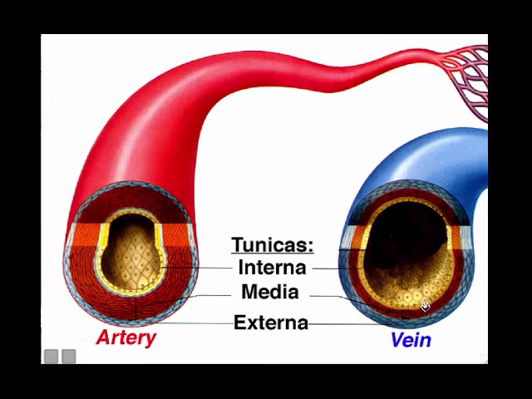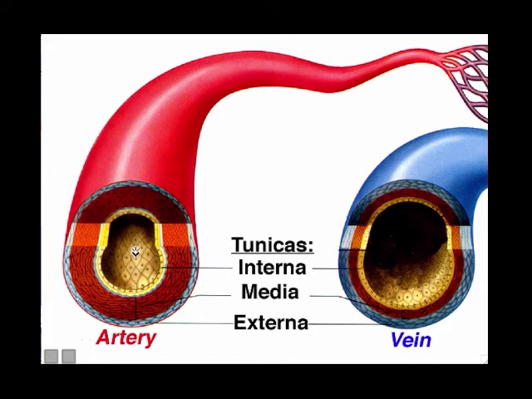I guess they say everything's got a price. So if you're going to have a thicker tunica media, there's less room for the lumen, right? Because the wall with the very thick tunica media is so thick that there's just less room for the hollow lumen inside. And so that's why the arteries tend to have a smaller lumen than the veins do, because the arteries have that thicker tunica media than the veins do.